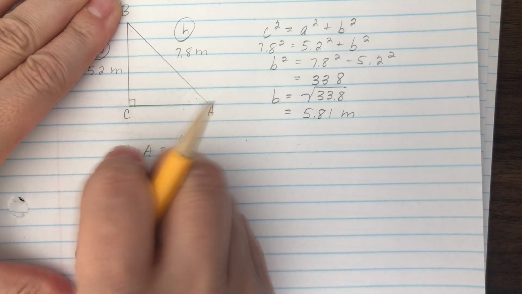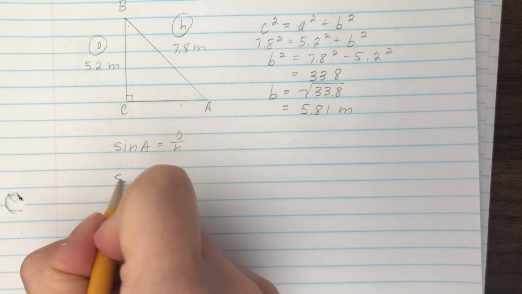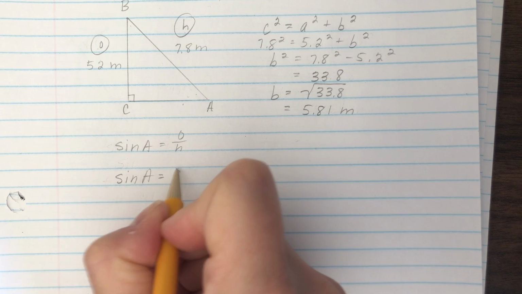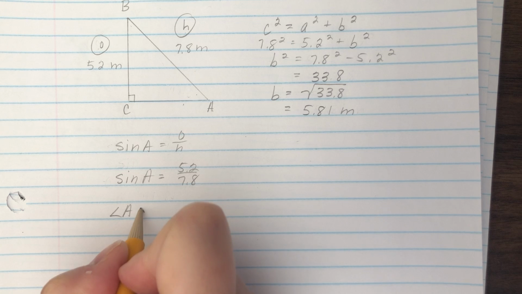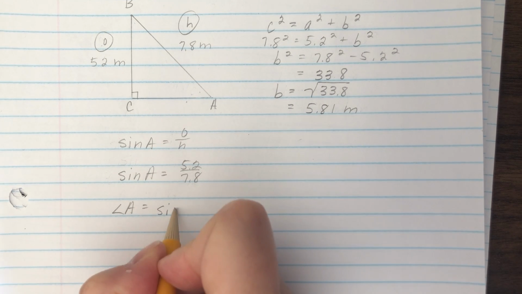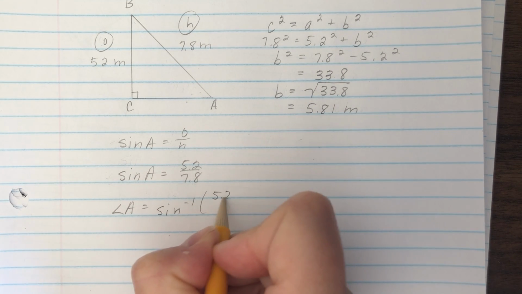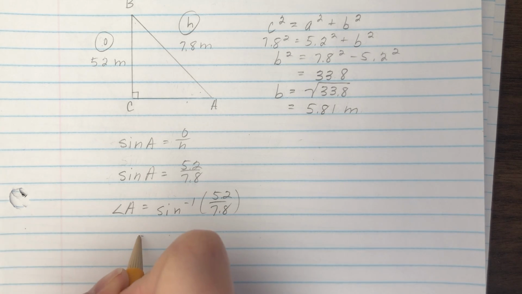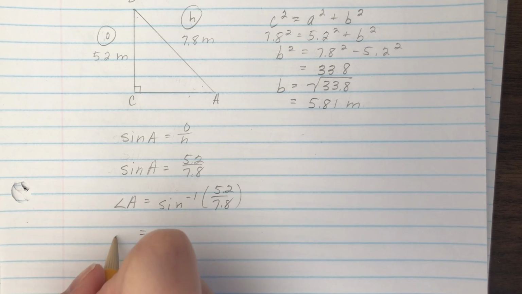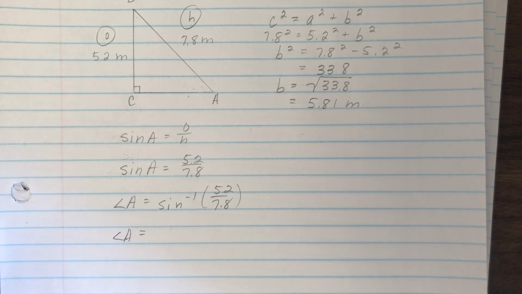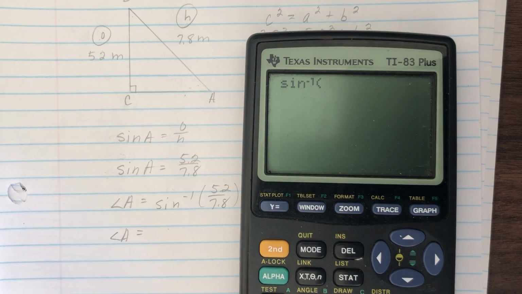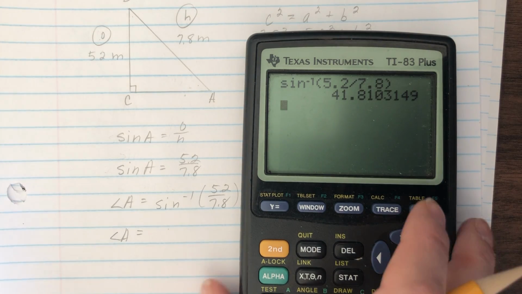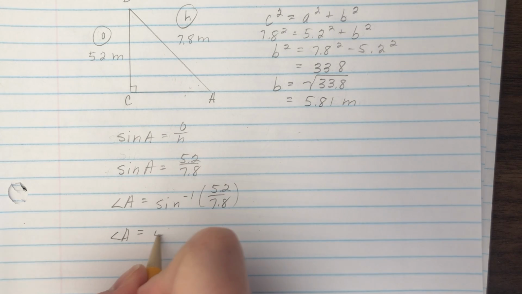And next I'm going to sub in the values. And then my last step is to take the inverse of sine followed by this ratio. And that gives me an answer of 41.81 degrees.